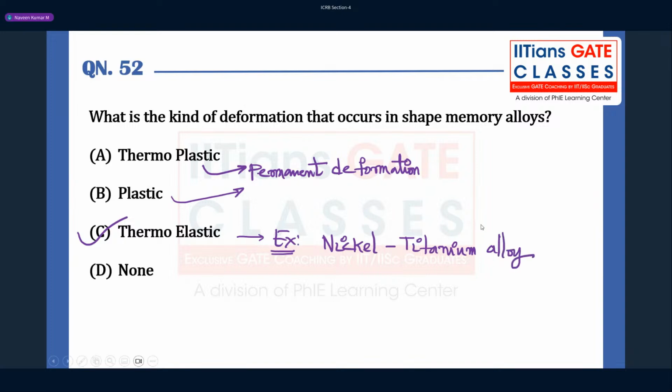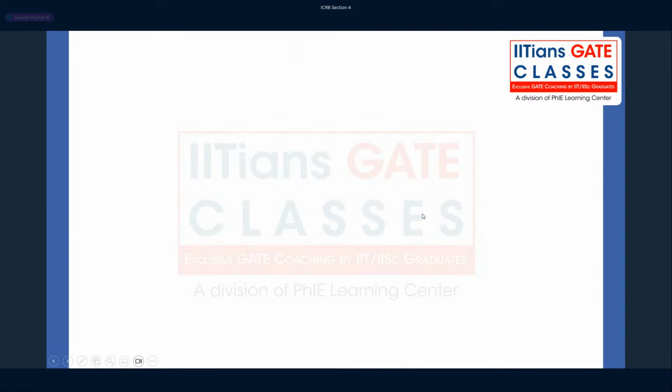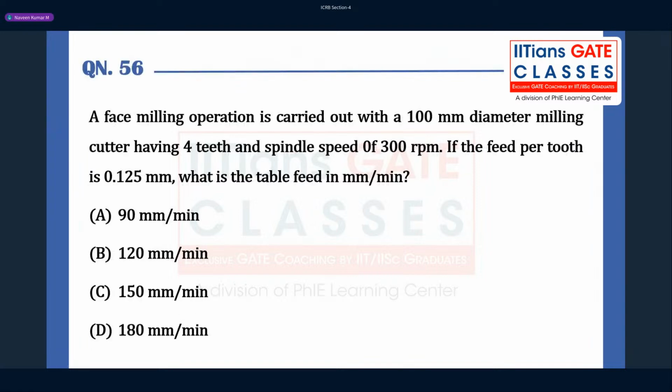Okay, good. Next. It's a very good question again. So the face milling, again the question is coming from the milling operation. Face milling operation is carried out with, let's write what is given.